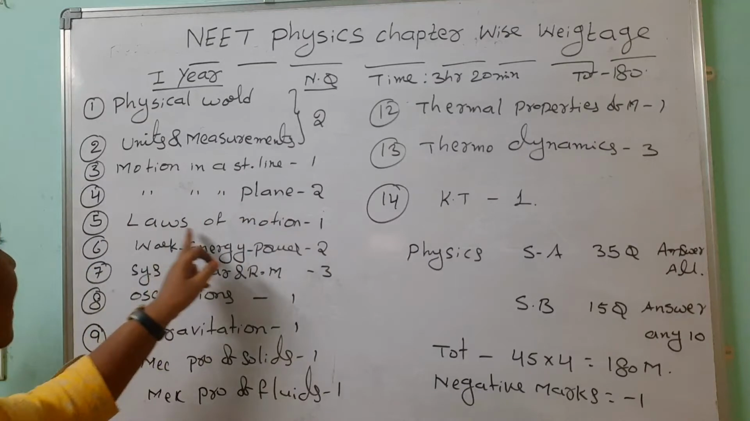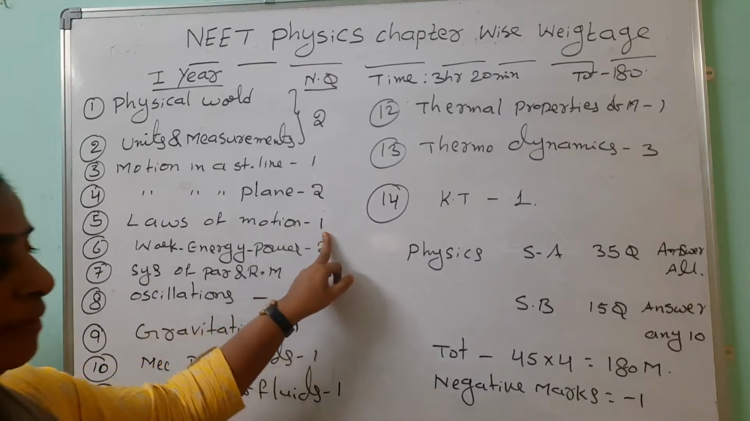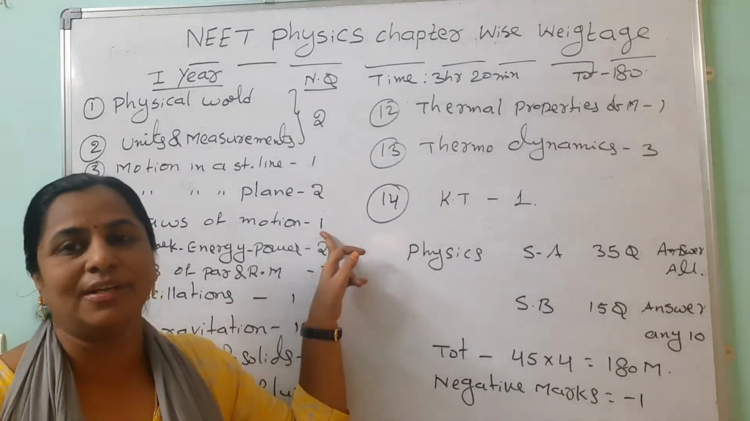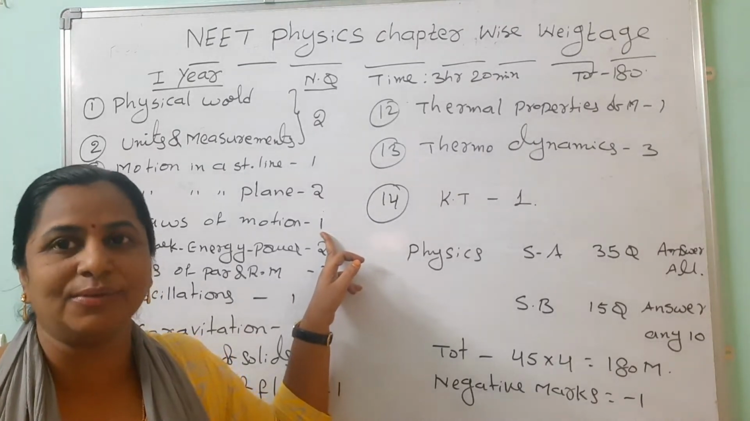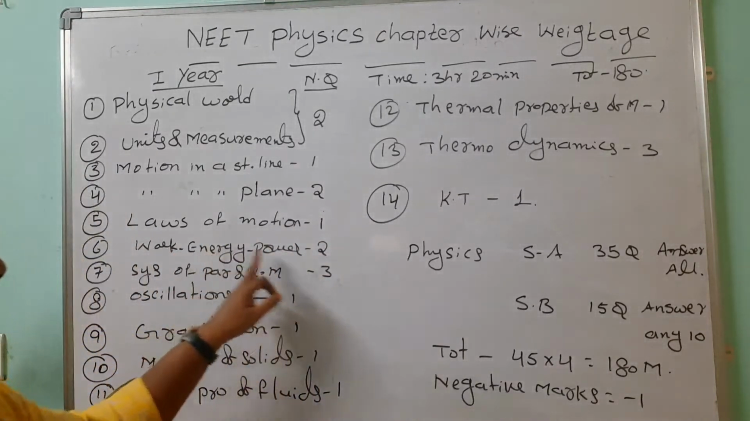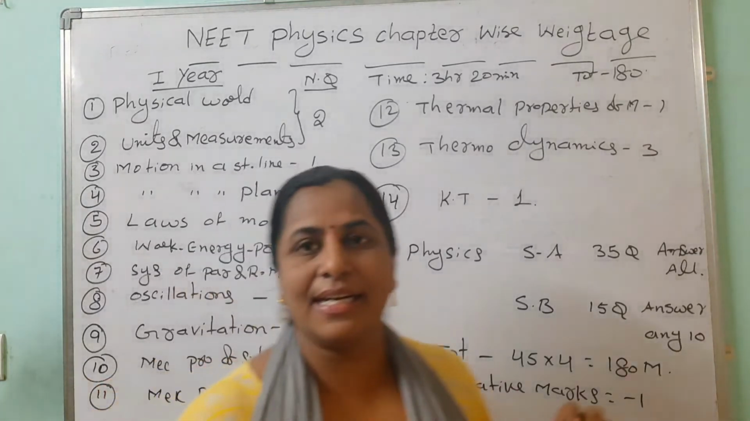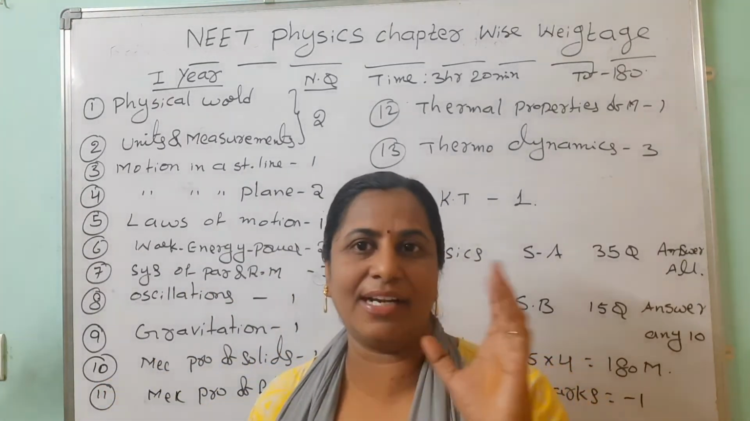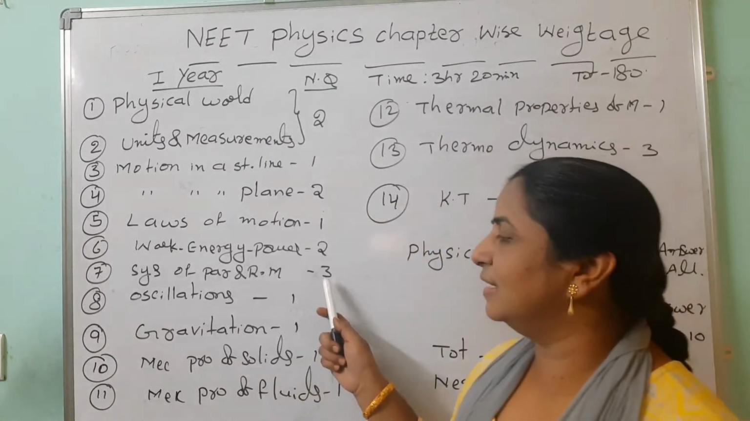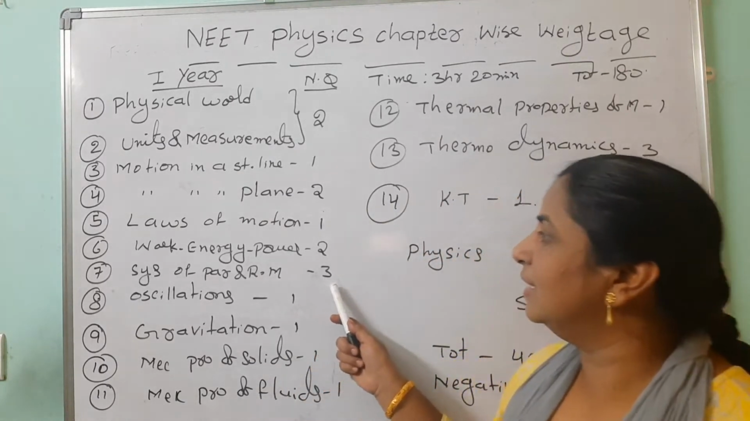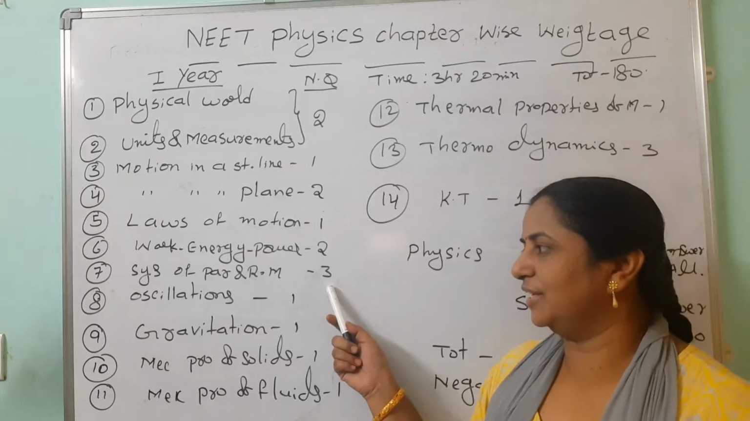Then from the laws of motion we are expecting 1, but this time we are expecting 2 also, because they increased from 45 to 50 questions. Then from work, energy and power we are expecting 2. System of particles and rotational motion is a somewhat difficult chapter, but weightage-wise it carries the highest marks. We are expecting 3 questions from system of particles and rotational motion.